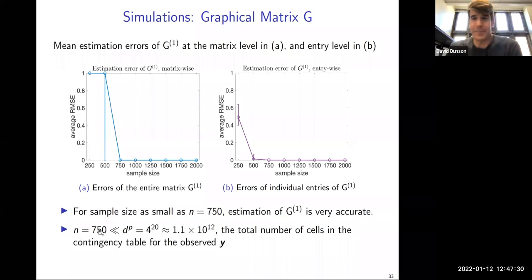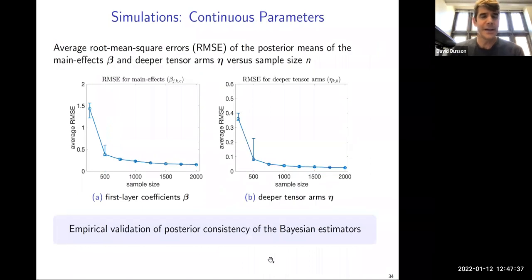It's extremely sparse data that we have, and so a 750 sample size is tiny relative to the number of cells in the table, and we're still doing quite well. But yeah, if you have a sample size of 100, you're probably not going to be able to learn the latent structure here. The continuous parameters we also did quite well, and as sample size got to 500, 600, we were doing extremely well, and then less well at 100.